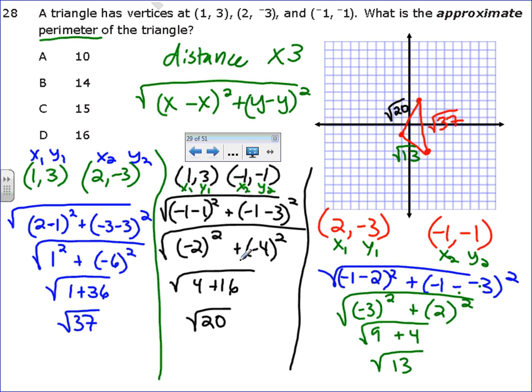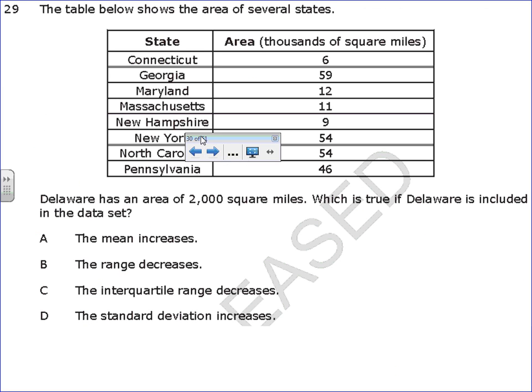This problem is not necessarily hard, but extremely time consuming. Now I need to add up all my sides. So square root of 20, square root of 37, plus the square root of 13. And when you do that, you're going to get 14.6, which means my answer is B. Got to know the distance formula. The only other way you could do it is if you use Pythagorean theorem 3 times, but that would be challenging.